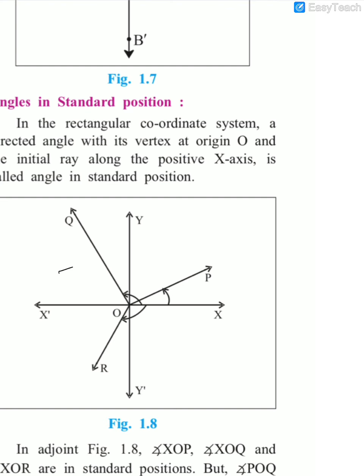Because it is anti-clockwise, we will take it positive. If it is clockwise, then it will be minus 90 degrees. This will be the terminal arm. So this way you need to understand the different terminologies associated with angles.